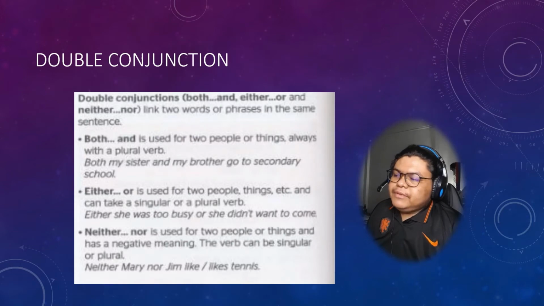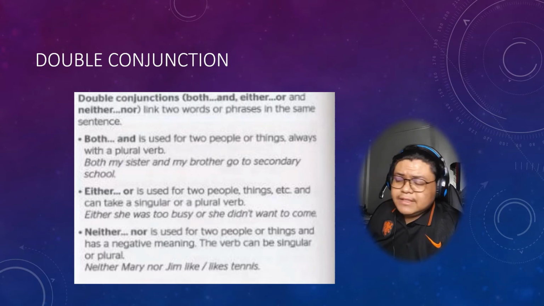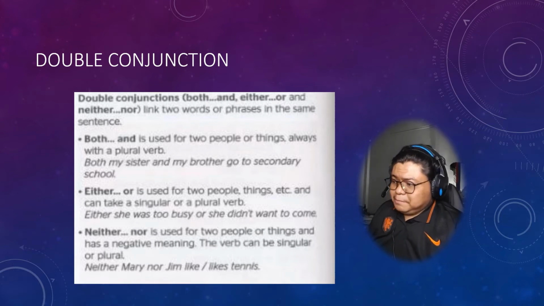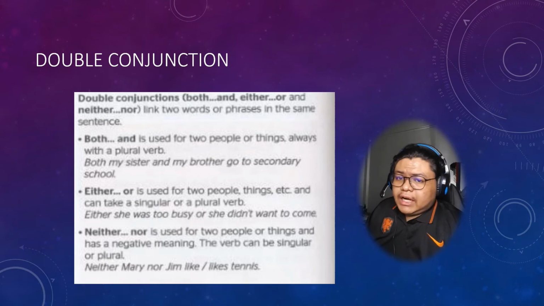Okay, so tadi in the previous slide I accidentally mentioned either or kan. Okay, so what is that? Okay, that is called double conjunction. Okay, so double conjunction ni lah yang kalau awak pernah belajar dulu in your previous years learning English, mungkin awak pernah dengar either or, neither nor, okay, both, and. Okay, so inilah dia, nama dia double conjunction. Okay, we use it to link two words or phrases in the same sentence. Okay, untuk menghubungkan dua perkataan dalam satu ayat yang sama.